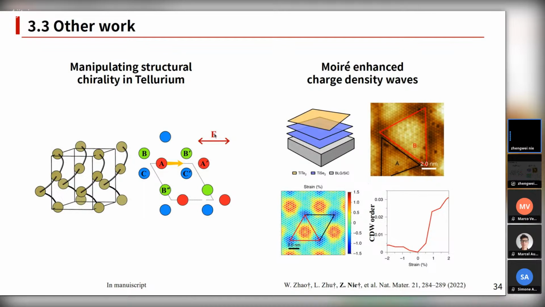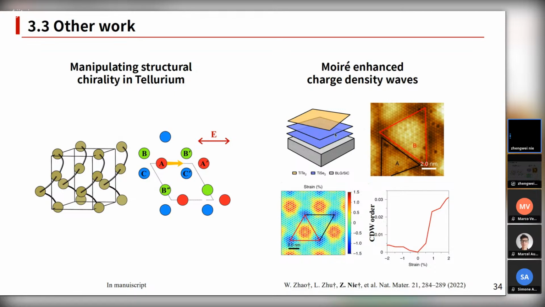Here are some other works. Due to the time limit, and my speaking speed is very slow, I would only introduce some other works briefly. In this work, I studied chiral crystal tellurium to study its chiral responses and chirality manipulation. And another work is moiré charge density waves. It is also an experimental collaboration work.